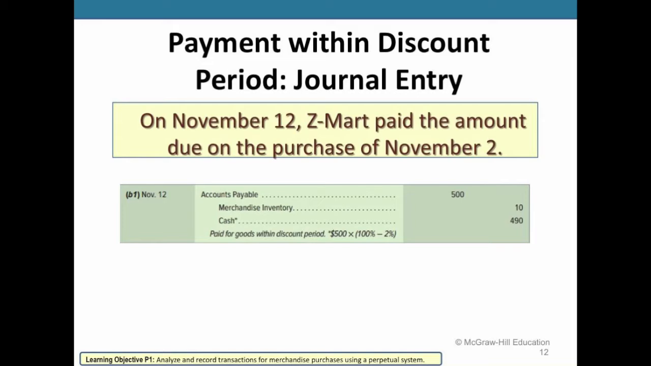Now, how that's going to look if we do take advantage of the discount is we're still going to debit the full amount of the accounts payable because we're no longer going to owe our supplier that $500. We're going to credit the $490 in cash that we pay, representing that 2% discount. And then instead of the $500 net debit to merchandise inventory, we're going to credit $10 of that back off, representing that discount, to where only $490 is going to remain as our merchandise inventory asset that gets added to our balance sheet.